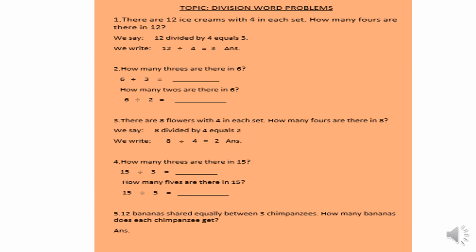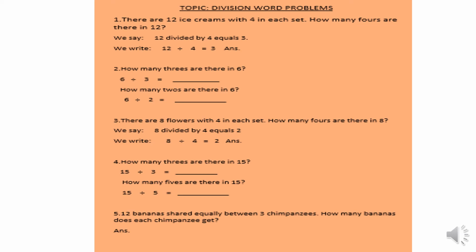How many 4s are there in 8? We say 8 divided by 4 equals 2. You have to find out how many 4s are there in 8. We write 8 divided by 4 equals 2. You will say the table of 4. 4 ones are 4 and 4 twos are 8. Or 2 times 4 equals 8.